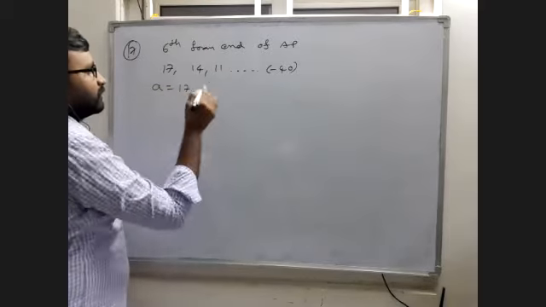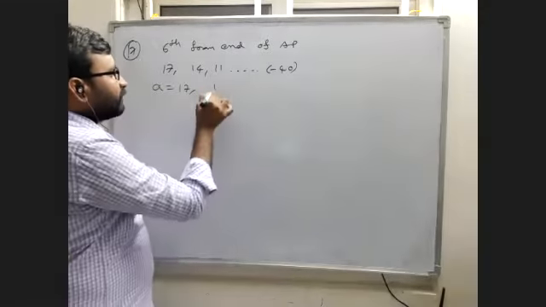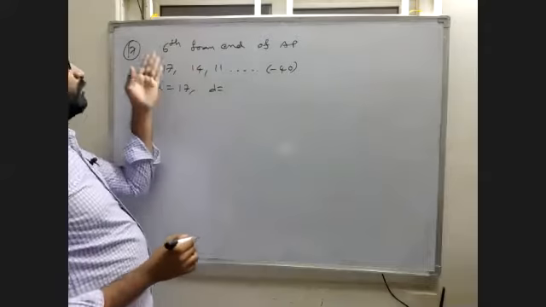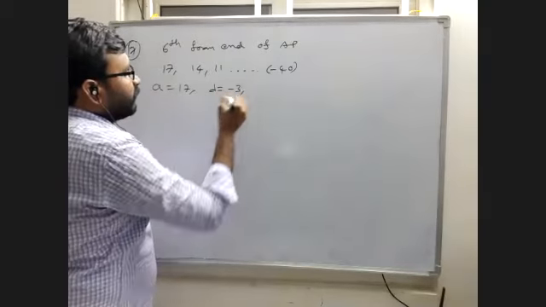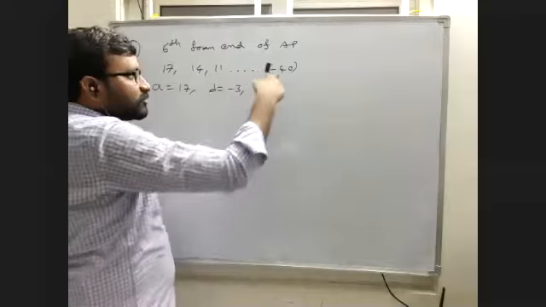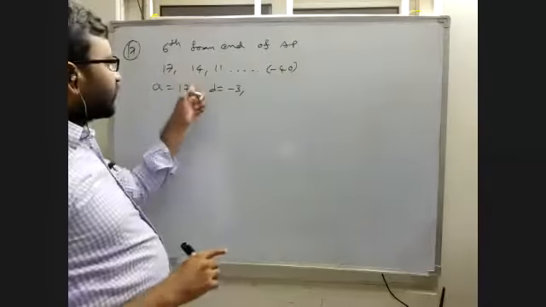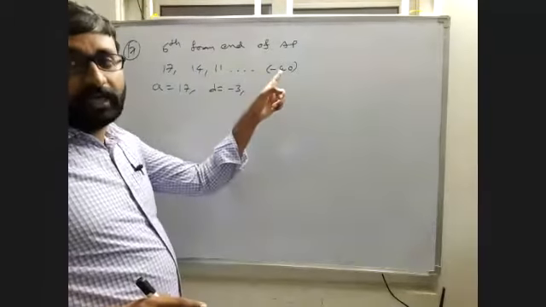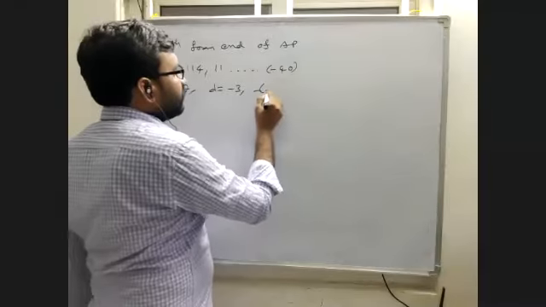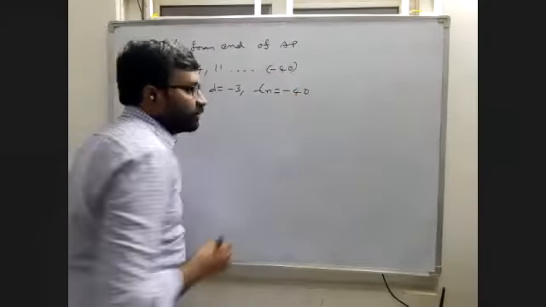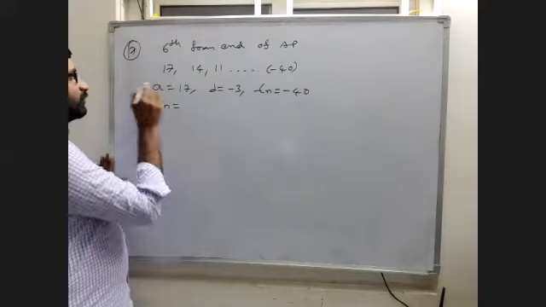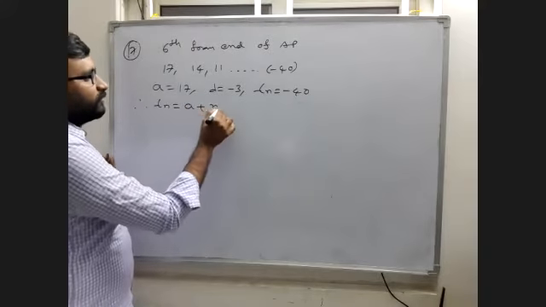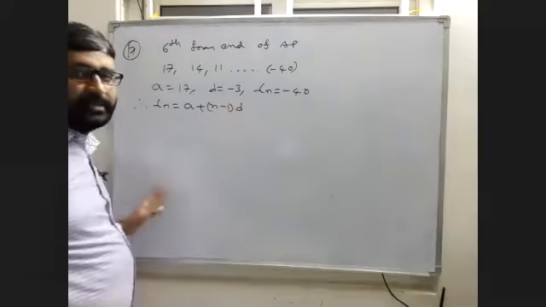17. And what is the common difference? 14 minus 17. That is what? Minus 3. Very good. And what is the last term? That is first term, second term, third term, like that, nth term. This is minus 40. Tn is equal to minus 40. Now the formula is Tn is equal to a plus n minus 1 into d.